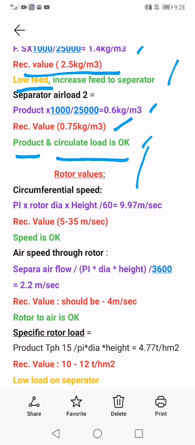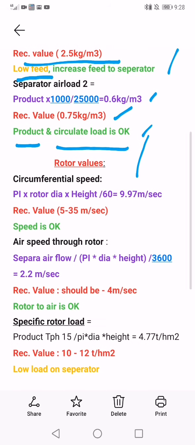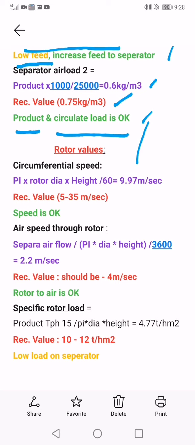And next one, rotor values. In these rotor values we have to check circumferential speed, second one air speed through rotor, and third one specific rotor load. The first one is circumferential speed, that is pi into rotor diameter into rotor speed divided by 60, and we got 9.97 meter per second.